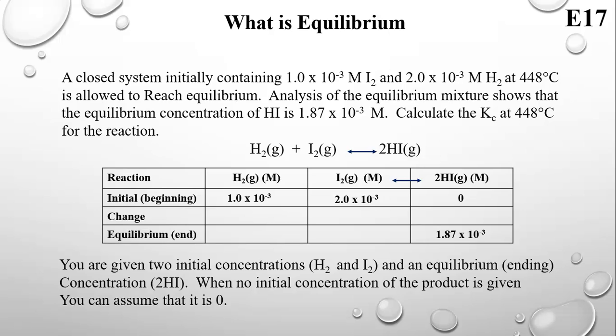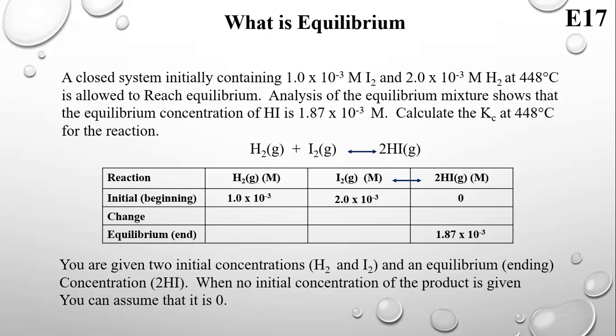All right, so set up the RICE table, and they give you two initial concentrations, the initial concentration for H2 and the initial concentration for I2. And then you'll notice for HI, they give you the equilibrium concentration. So you put that number, 1.87 times 10 to the negative third, you put that down in the equilibrium row, not up in the concentration row. You're starting with 0 HI.